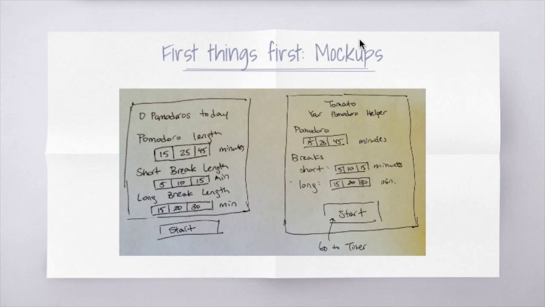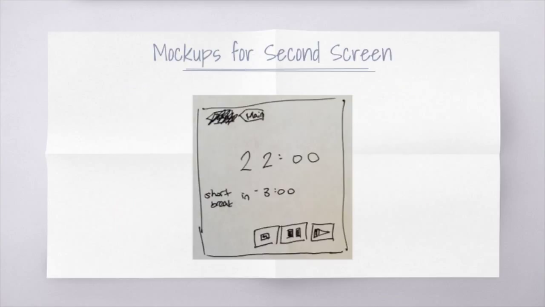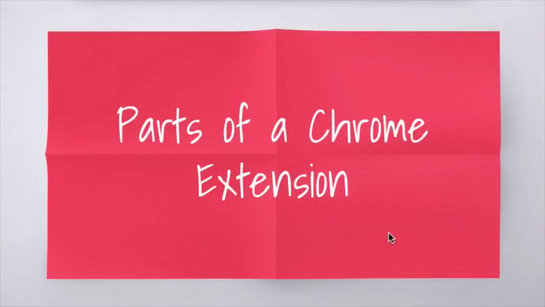Mockups, right. So you can see the difference between the first one and the second one. I originally had a section for long breaks, but I eliminated that because it was redundant code for the demo today. And this is what I had for the second screen. You can see I tried to get fancy, with buttons with little icon pictures on them, but we're not going to do that. We're just going to have one stop button to make it easier.